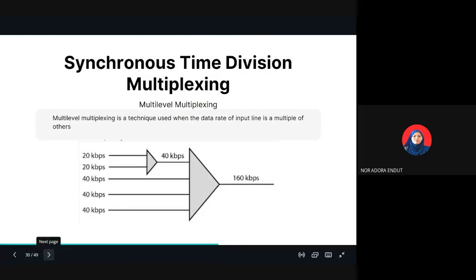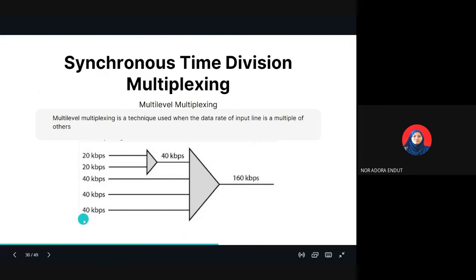Okay, so salah satu cara dipanggil multi-level multiplexing. This is a technique used when the data rate of the input line is a multiple of the others. Yang ni tak sama, kan? Contoh sebelum ni kita tengok semua 100 kilobits per second, semua 250 characters. Tetapi yang ni, ini ada 20 kilobits, yang ni ada 40 kilobits.